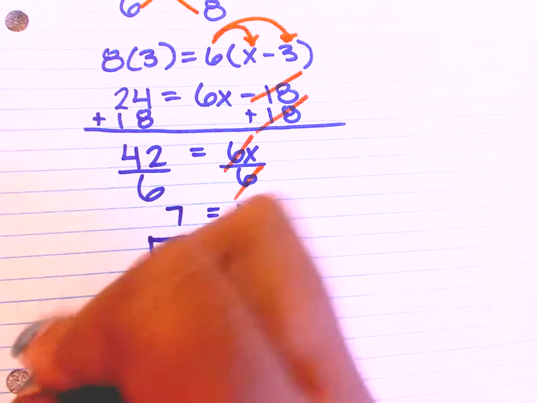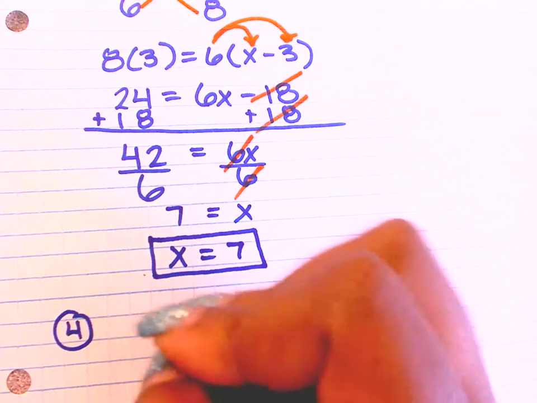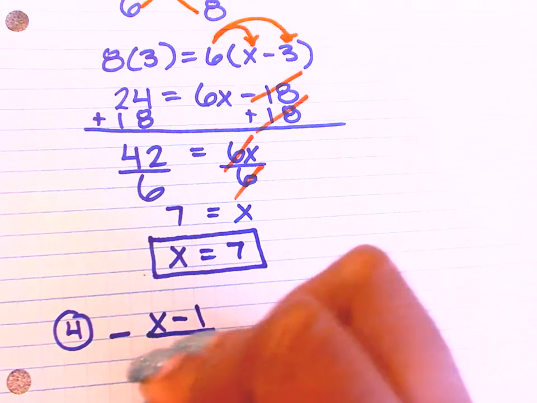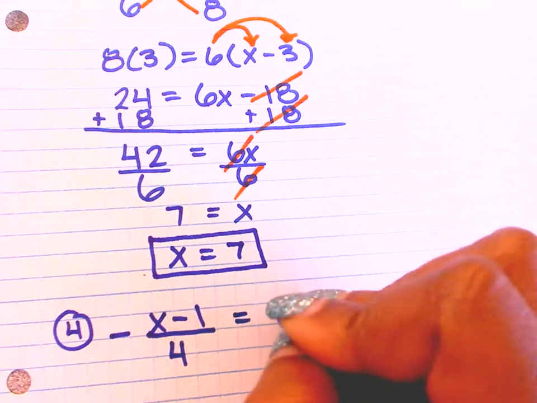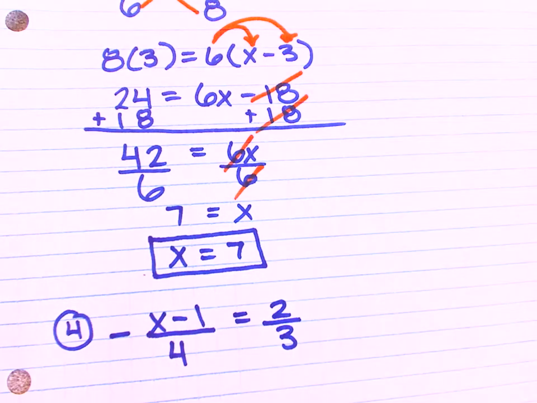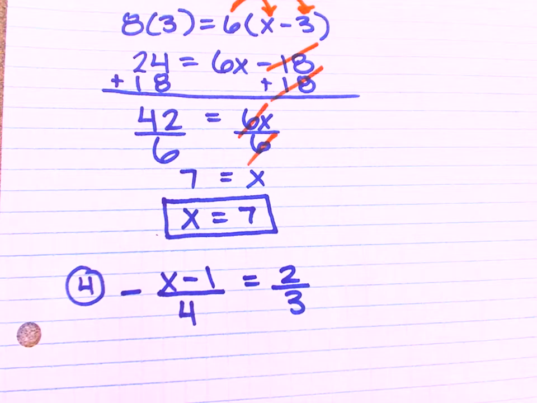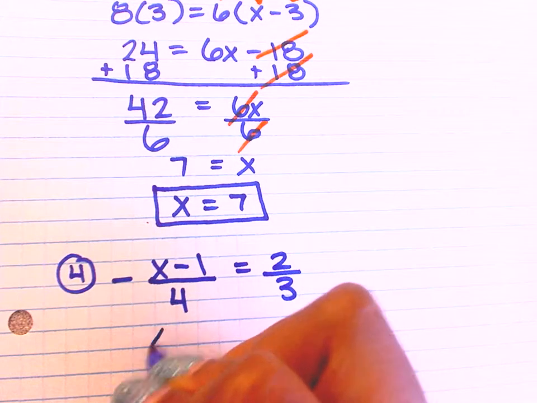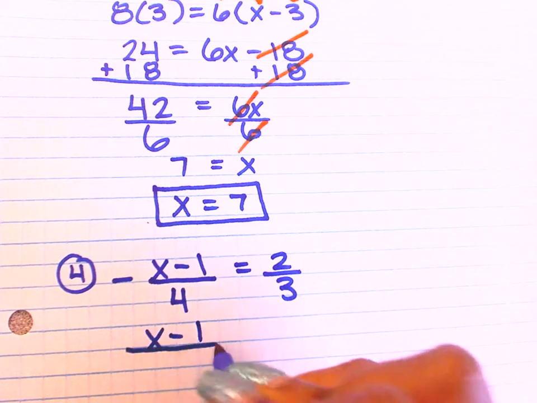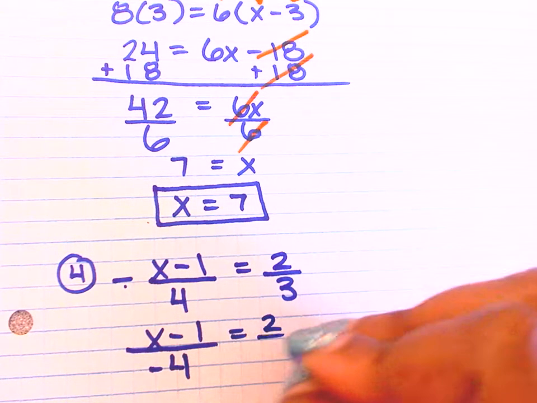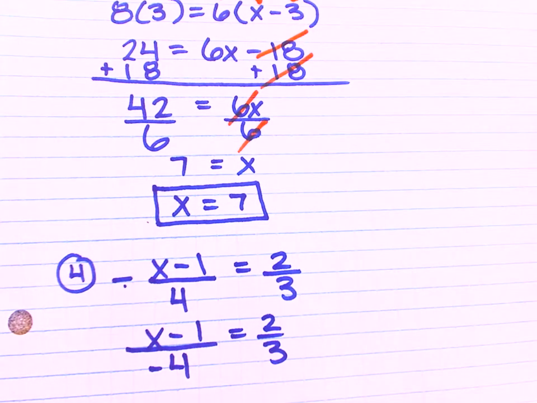Number 4, we have a negative x minus 1 over 4 equals 2/3. Oh, Miss Brown, there's a negative sign. Okay? Decide whether you want to give the negative to your top number or your bottom number. So I'm going to rewrite it. I'm going to put my negative in the bottom. So I'm going to rewrite that as x minus 1 over negative 4 equals 2/3. Doesn't matter if you give it to the top or the bottom number, you'll get the same answer.